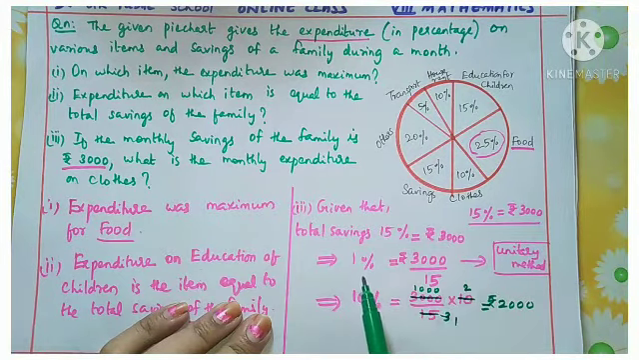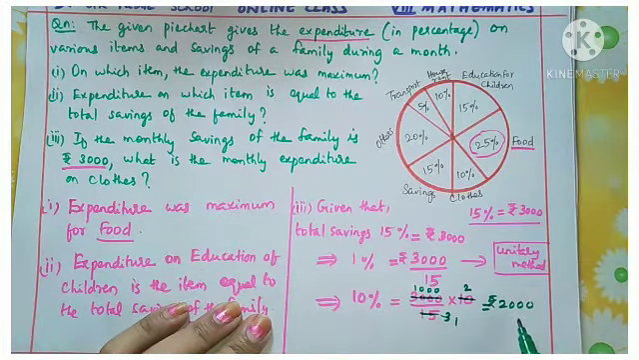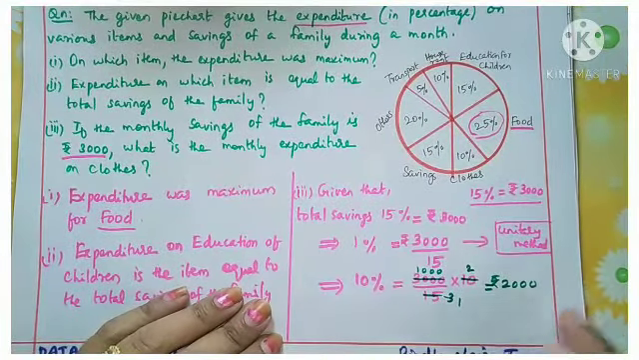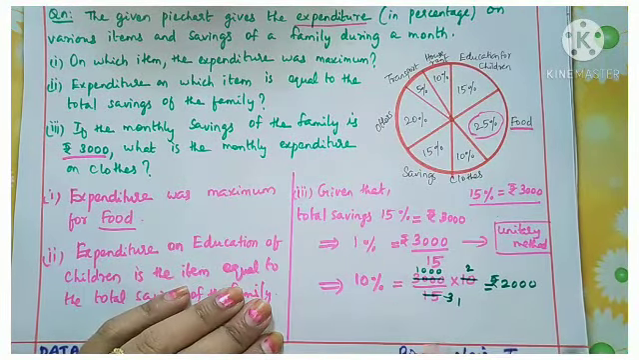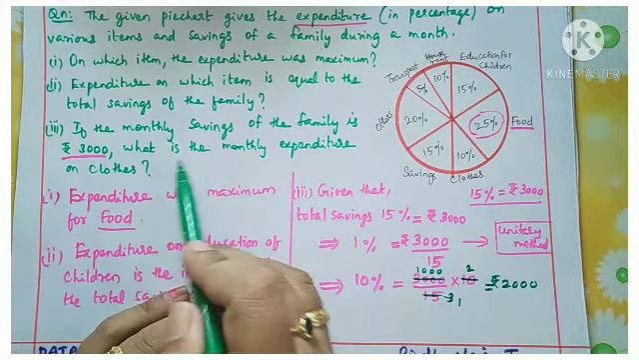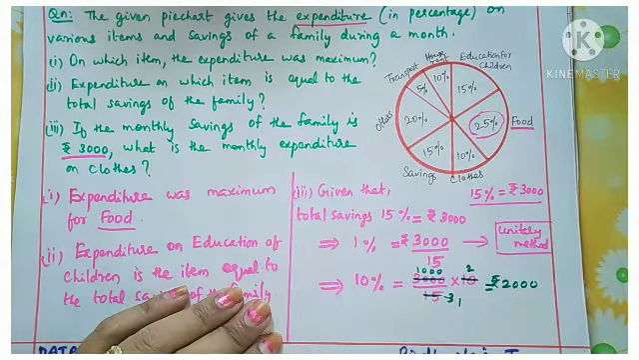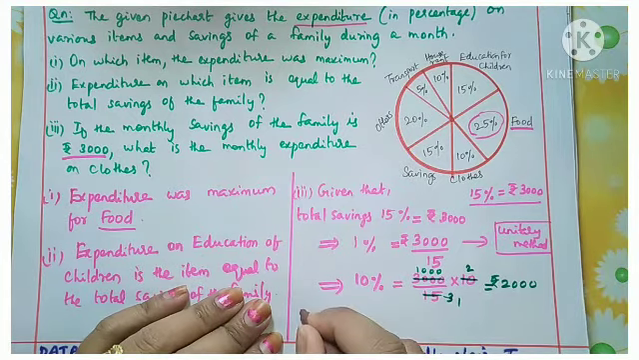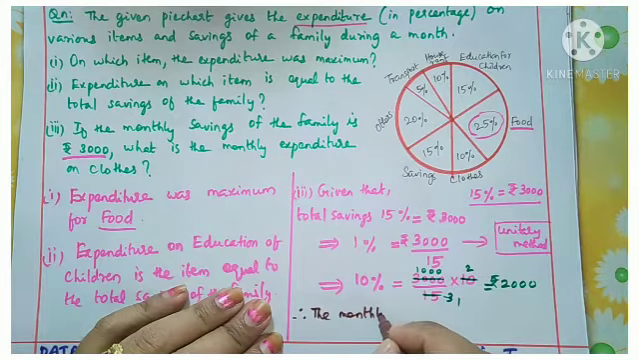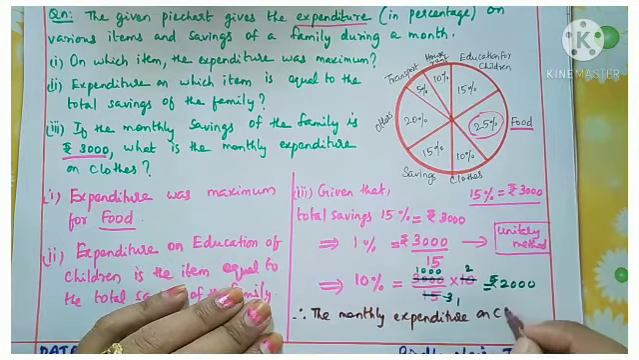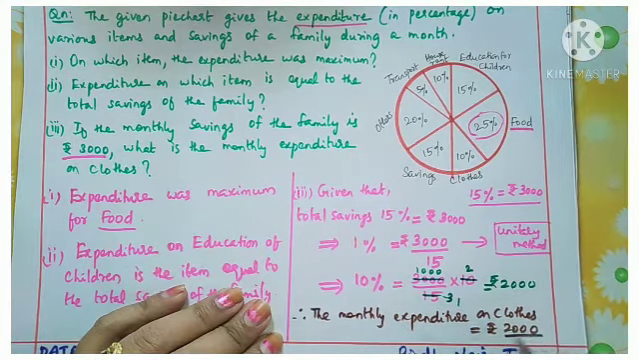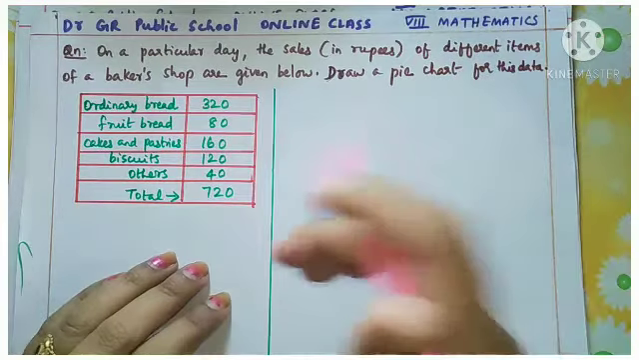So 15% is equal to 3000 rupees. From that we found out what is 1%. Then we came to 10%, how many rupees. So this method we are doing by the unitary method. Now you want to write your final answer. What is the monthly expenditure on clothes? So you want to write: therefore, the monthly expenditure on clothes is equal to rupees 2000. Understood?